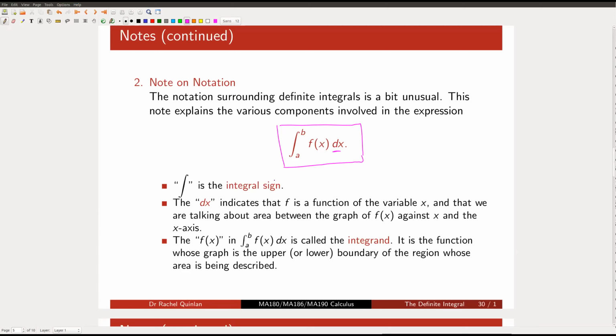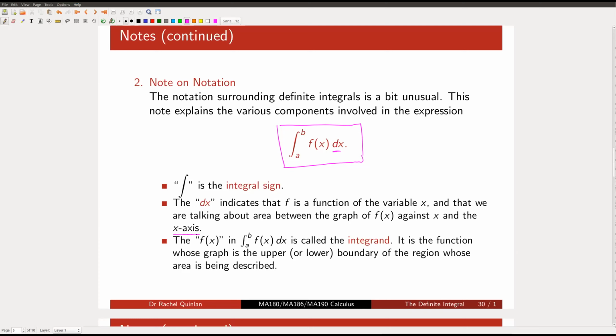So the dx kind of indicates to us that f is a function of the variable x, and that we're talking about the area between the graph of f of x and the x-axis. So basically, x is the variable with respect to which the function is written. And that can be important occasionally in cases where there's more than one variable around, and you might need to specify which one you're considering.